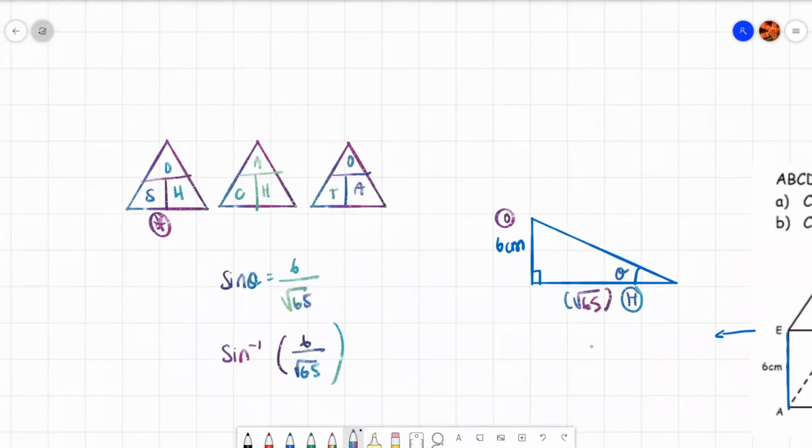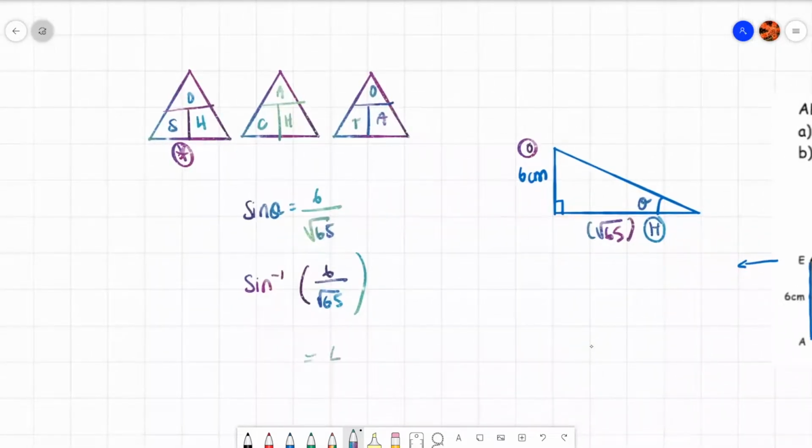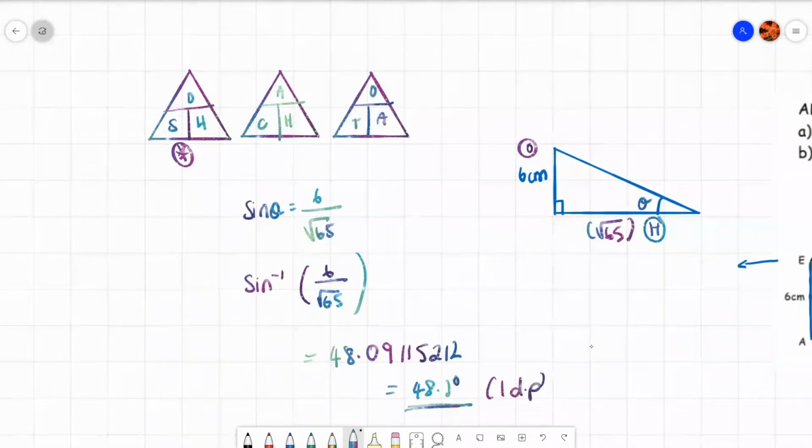Okay, and I end up with 48.09115212, and I'm going to one decimal place. I'll write that for the examiners. There, yeah, 48.1 degrees. Okay, lovely. Right, okay, let's have a look at another example then. Shall we look at another example?